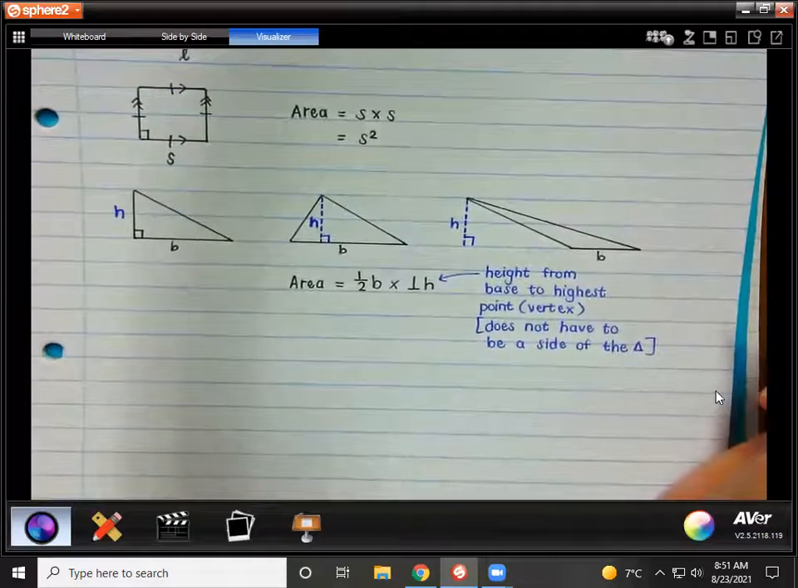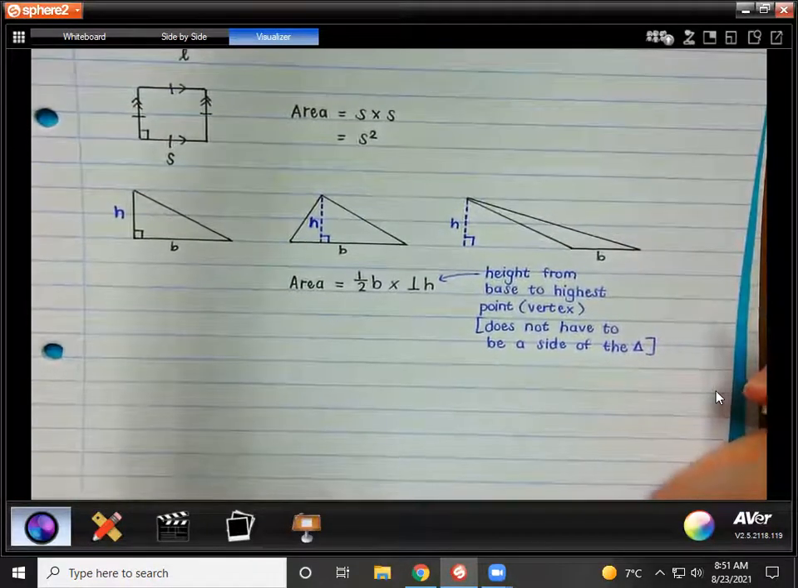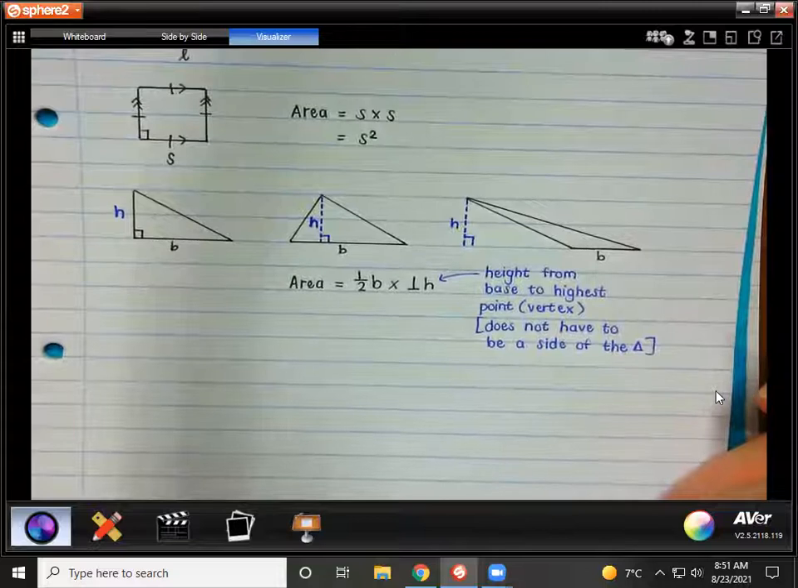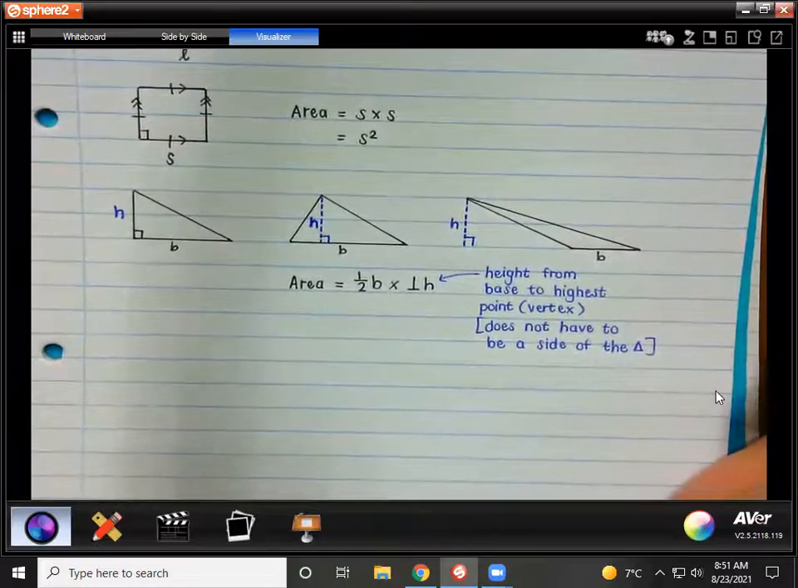Okay, so again, the perpendicular height doesn't even have to fit inside the triangle because it's not a side of the triangle. It is how tall that triangle actually is.